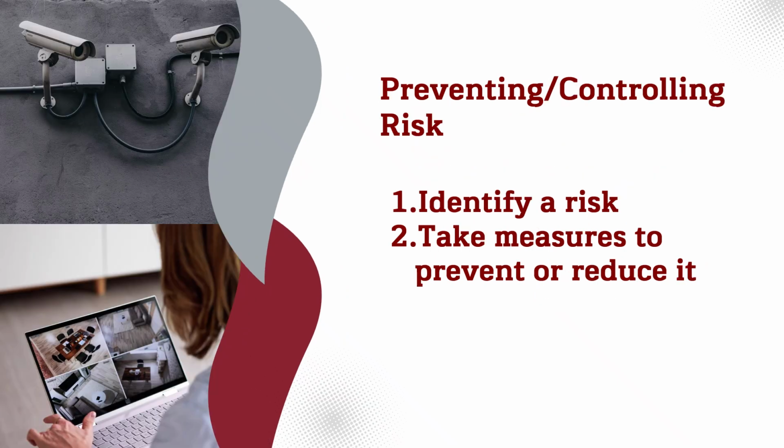Preventing or controlling risk generally means to identify risk and take measures to prevent and reduce it. One can reduce theft from a store by installing security systems, tags, and cameras. That is an example of preventing and controlling a risk.